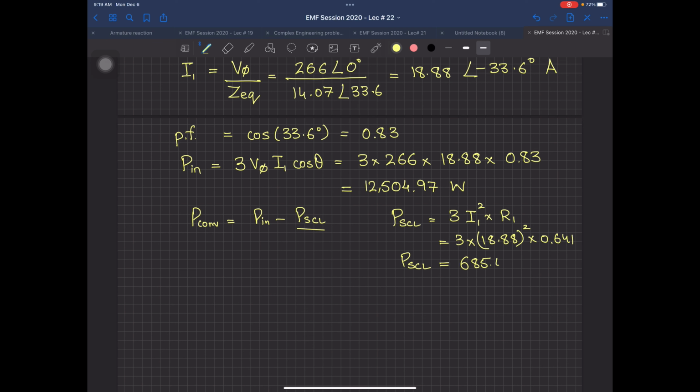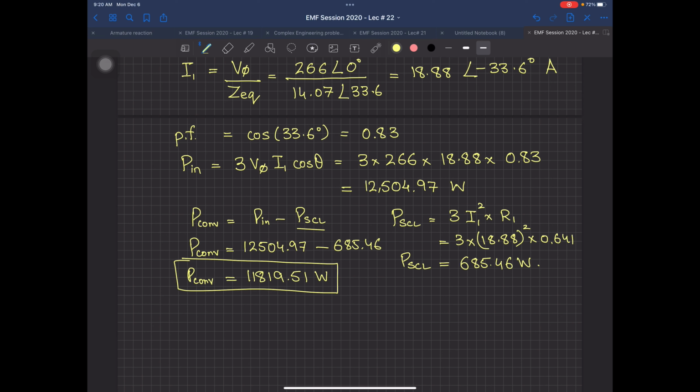685.46 watts. Multiplied by 3 हो चुका है. ठीक है. So now you can find out your converted power because P core is not there. So this is going to be 12,504.97 minus 685.46. Please give me the answer. 11,819.51 watts. So this is your converted power over here.